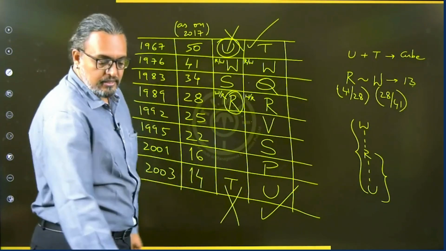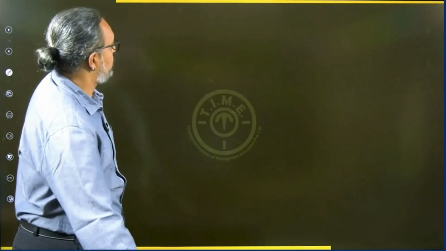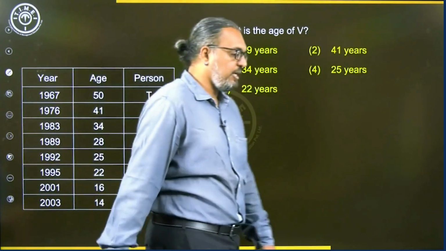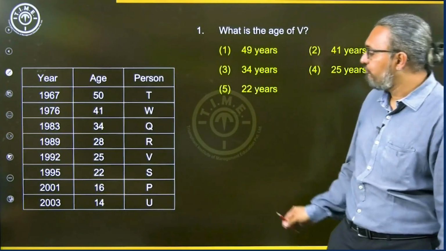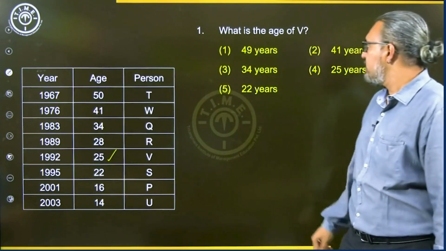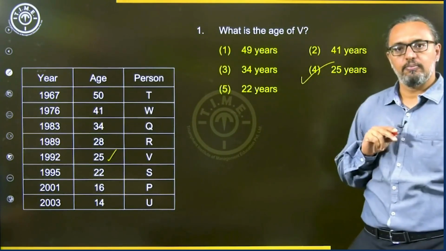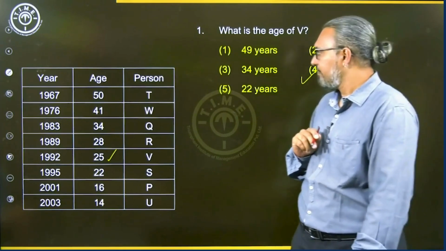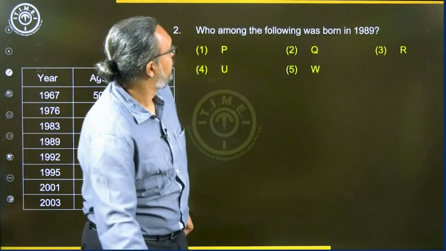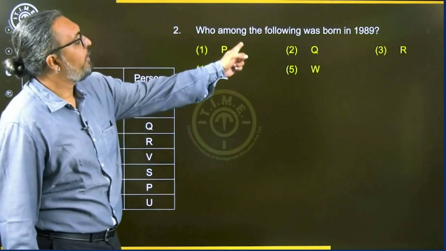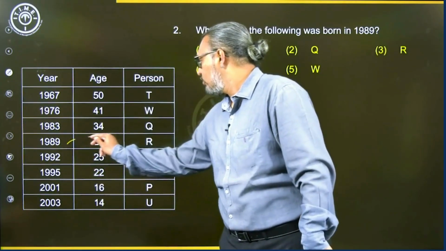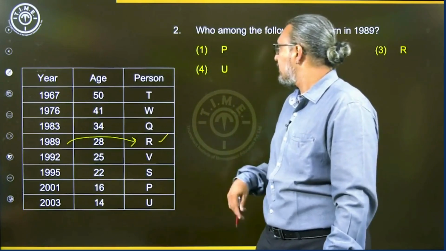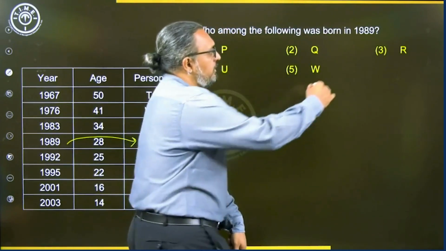Now based on this, let's have a look into the questions. So I have the arrangement given here. It is asking what is the age of V? What's the age of V? 25. And that is there in choice 4. Correct? Then, who among the following was born in 1989? Look at it, 1989. Who was there? It is R. And R is available in the third option.